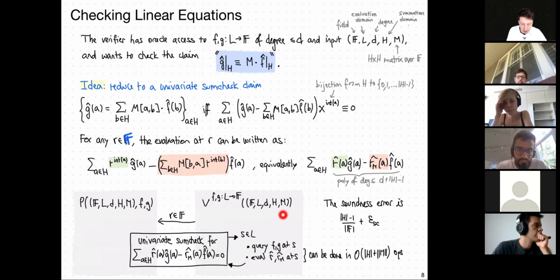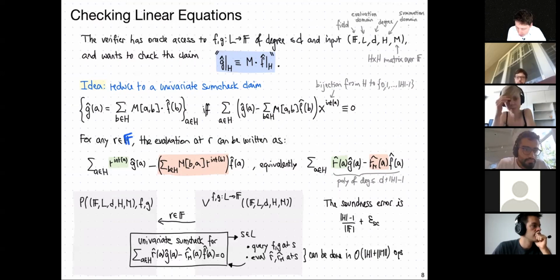Any questions about how to check linear equations? Yeah, maybe you explained this and I missed it. Why do you change the order of the indices in M? It's a good question. I probably didn't explain it very well.